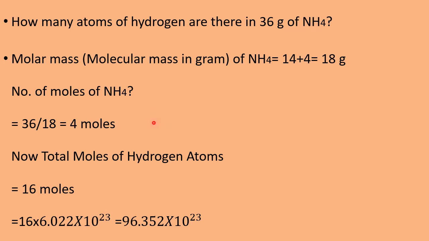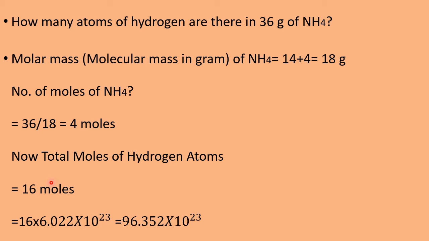Now, 4 moles of ammonium contains how many moles of hydrogen? In 1 mole, 4 are there. In 4 moles, 4 fours are 16 moles. So 4 moles of ammonium contains 16 moles of hydrogen. So we have made it in moles. Now he has asked in the number of hydrogen atoms.